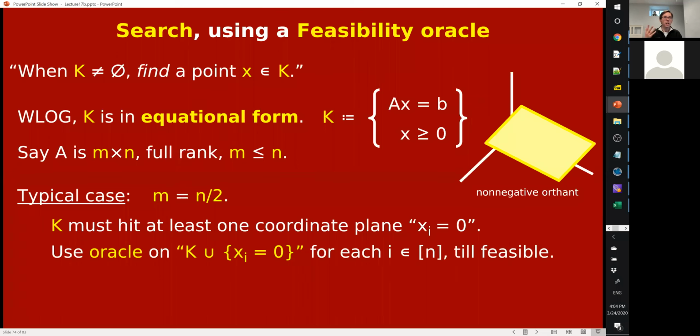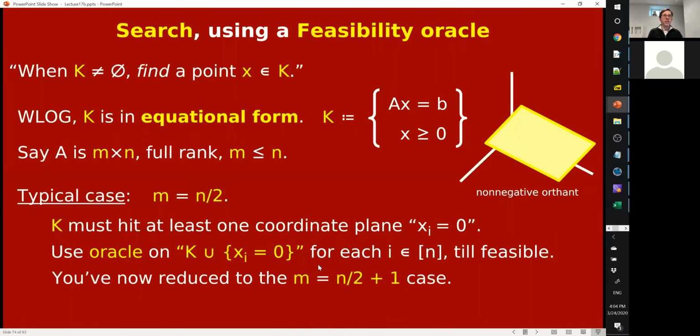You can just use the oracle n times: take K together with x1 equals 0, and ask the oracle, is this feasible or not? Yes, no. And if it says no, then try throwing in x2 equals 0 instead. Is this feasible? Yes, no. Maybe no. Maybe K is parallel to the first coordinate plane and the second coordinate plane. But you can do this n times, which is fine. And at least one time you'll get a yes answer.